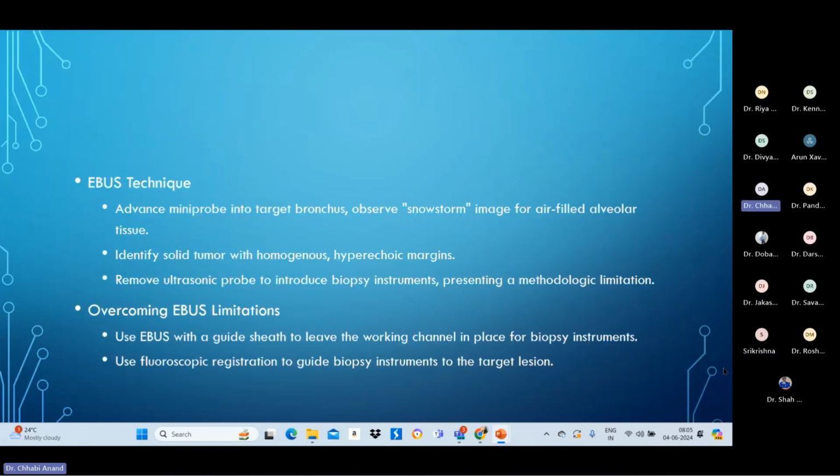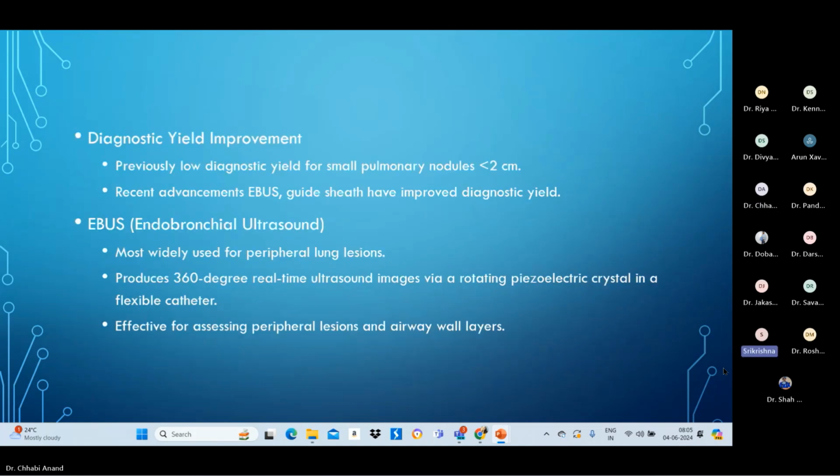Endobronchial ultrasound. EBUS technique: advance mini probe into target bronchus, observe snowstorm image for air-filled alveolar tissue, identify solid tumors with homogeneous hyperechoic margins, remove ultrasonic probe to introduce biopsy instruments, presenting methodologic limitations. Overcoming EBUS limitations: use EBUS with a guide sheath to leave the working channel in place for biopsy instruments, use fluoroscopic registration to guide biopsy instrument to the target lesion. Have you even understood a single line of this?